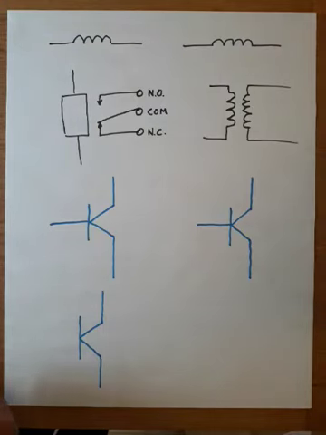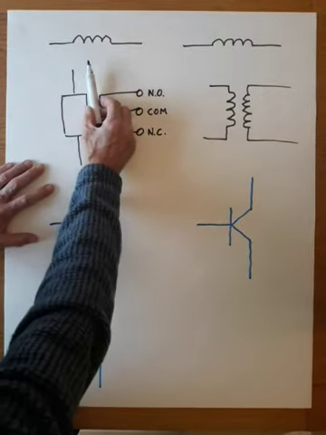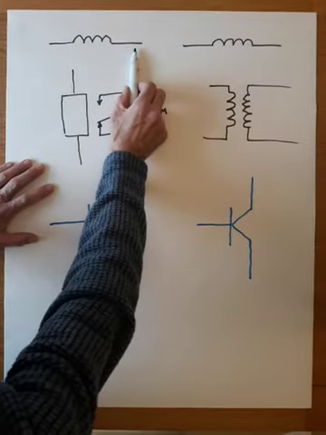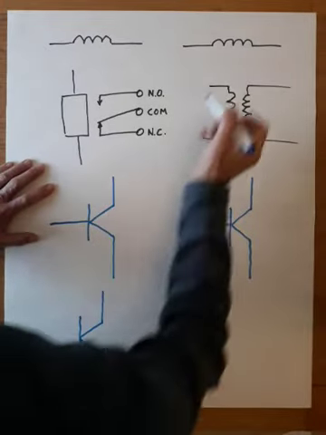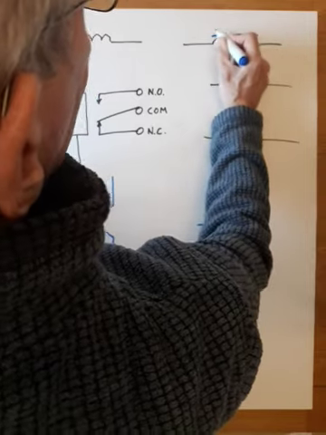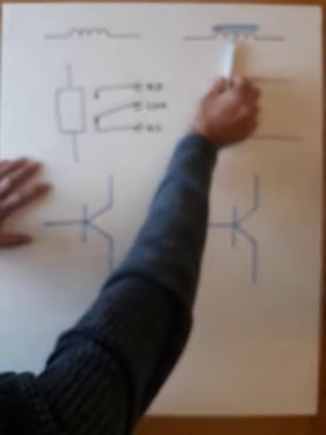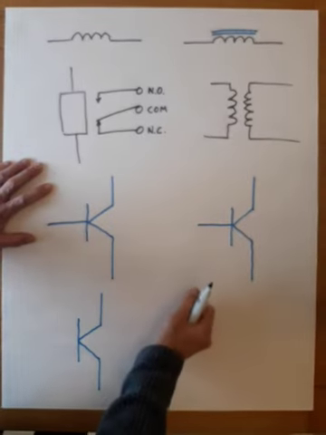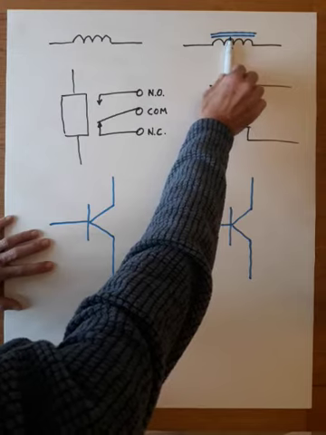Quick look at some general symbols. These are wound components. Wound means there's a coil of wire. A straight coil of wire would be an air cored inductor, so there's no core shown. If we put a line over it, or more often it's two lines, that means this coil of wire is wound onto an iron core. So this is an iron cored inductor.